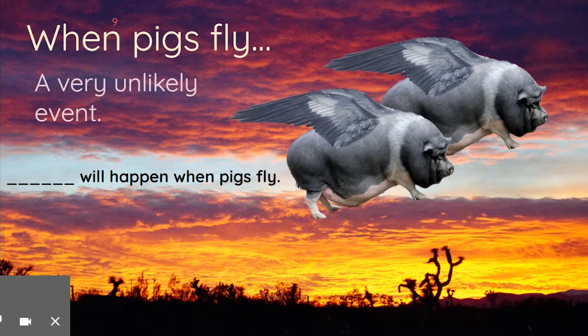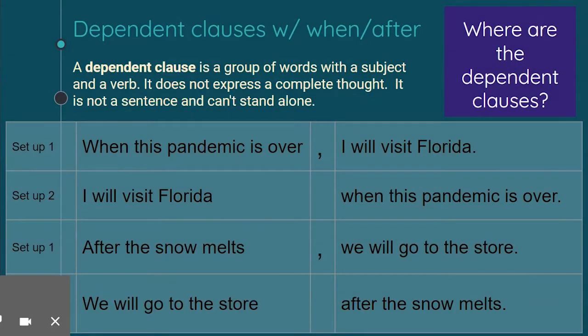All right, also there's a quick note. There is an expression, when pigs fly. That's a very unlikely event. So humans will live on Jupiter when pigs fly. It's not going to happen, okay? I don't think it's going to happen.